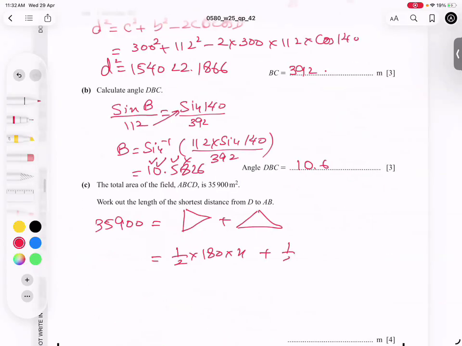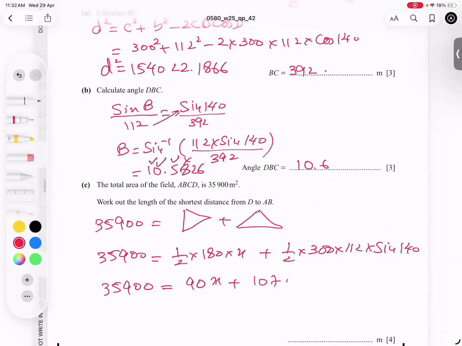312 into sine of the middle angle, which is 140. Now, students, I will type all the values and simplify as much as possible. This is 90x. And the other one becomes 1/2 into 300 into 312 into sine of 140, and I'm getting 10798. We will subtract it from here.